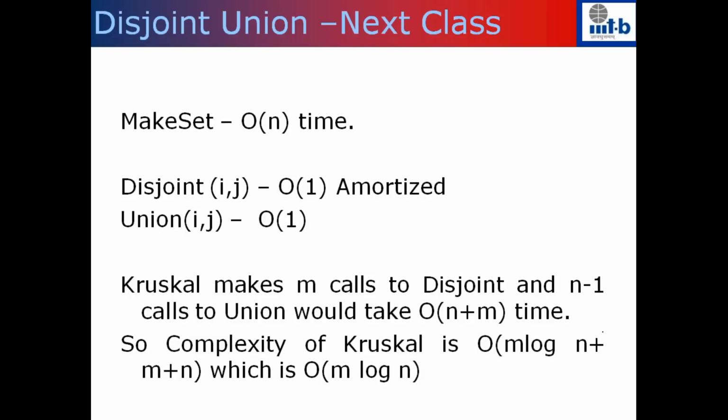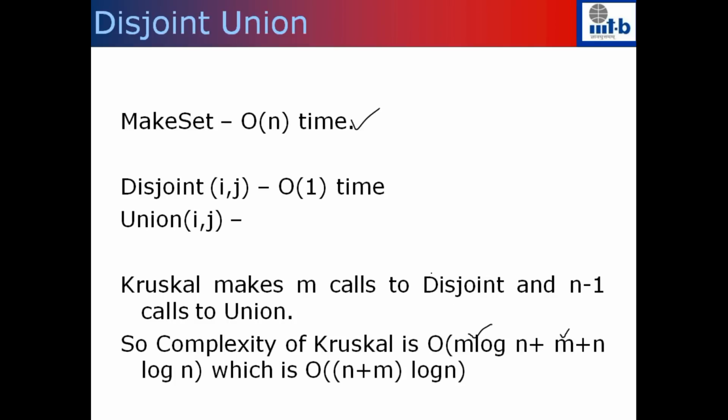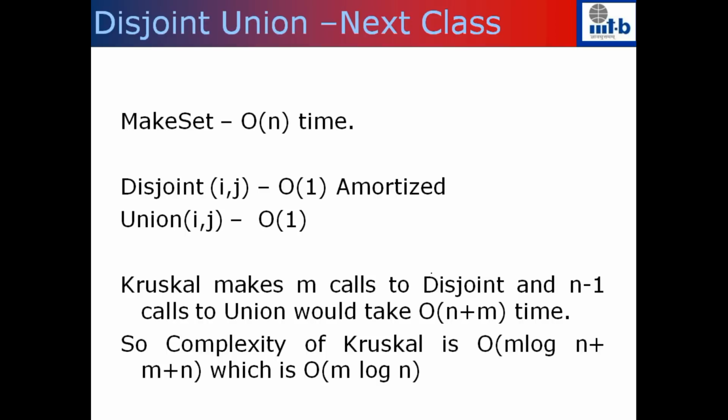In the next class, we're going to see how to implement this better. Right now, the disjoint was order 1, but the union was log n on average. So n unions took n log n, so on average each union takes log n time. What we are going to do in the next class is that we can do union in order 1, and the disjoint will be order 1 amortized cost. So if you do n calls to disjoint and m minus 1 calls to the union, the total amount of time that you will end up spending is only order n plus m.